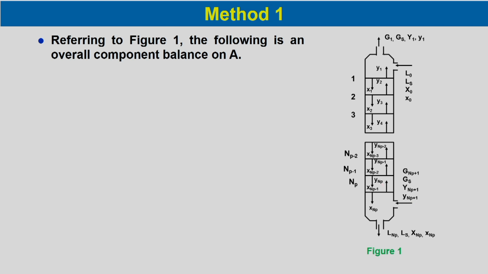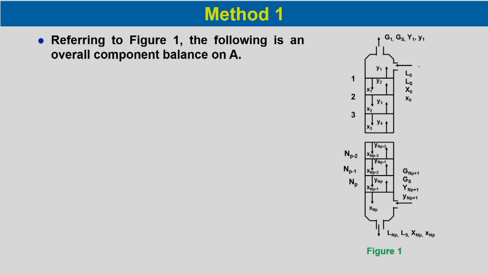If we do the component A balance on this, we will see that mole fractions of the components in the gas and liquid phase are numbered over here. Gas which is coming out from stage 1 is numbered as Y1 and the liquid which is coming out from tray 1 is X1. Then the vapor from stage 2 which is going up is Y2 and the liquid which is coming down from stage 2 is x 2.